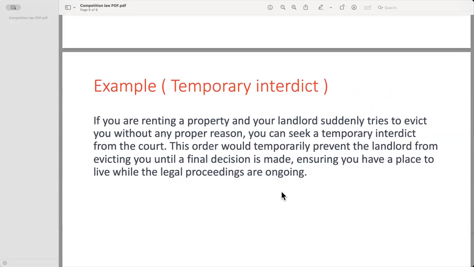And then for a temporary interdict, let's say you are renting a property and your landlord suddenly tries to evict you without a proper reason. You can seek a temporary interdict from the court to stop the landlord from evicting you. This order will temporarily prevent the landlord from evicting you until a final decision is made, ensuring that you have a place to live while the legal proceedings are ongoing. Yeah, so that is the perfect example for a temporary interdict.